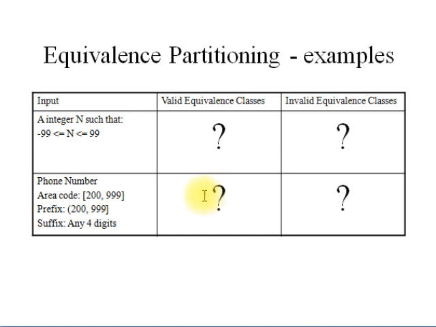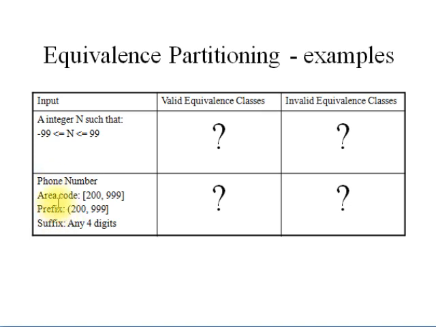Let us take an example. Now we want to give an input as an integer. For example, an integer n will be not more than 99 and not less than minus 99. That is why it is mentioned here: your n value should be greater than minus 99 and less than 99. For this input, we should have a classification, that is, valid equivalence class and invalid equivalence class.